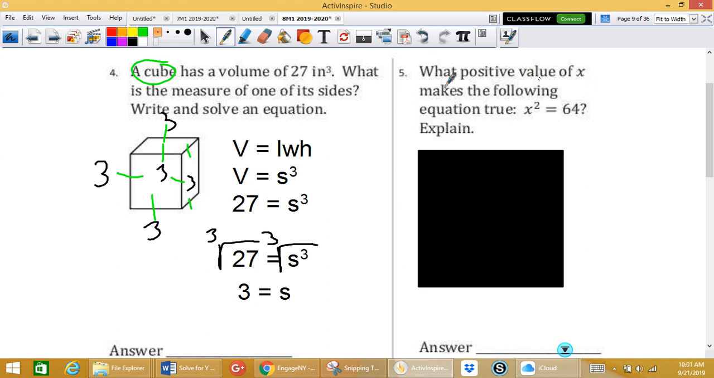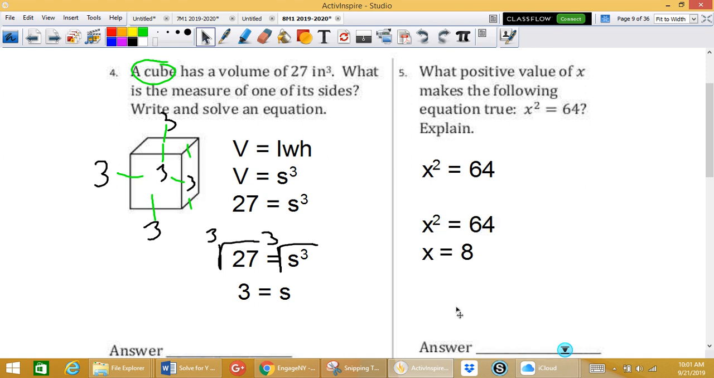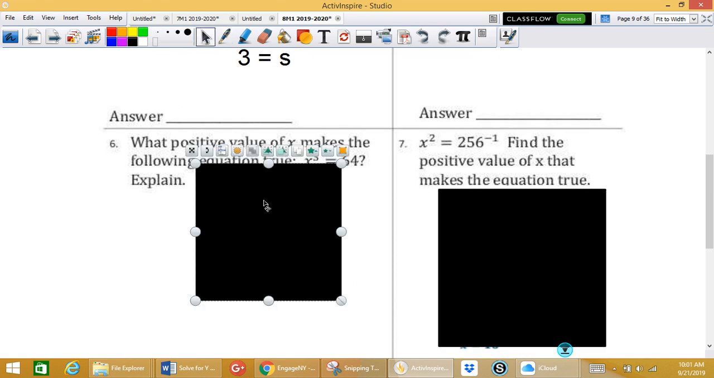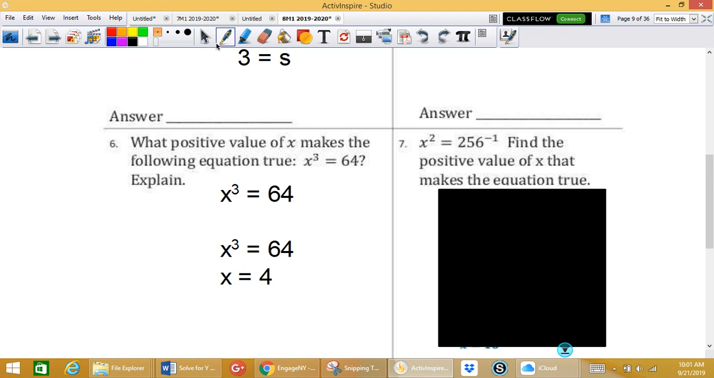What positive value for x makes the following equation true? x squared equals 64. I'm going to take the square root of each side. So now x equals 8. What positive value makes the following true? x cubed equals 64. So now I'm going to take the cube root of each side. Remember that little 3 needs to go up there. So x equals 4.